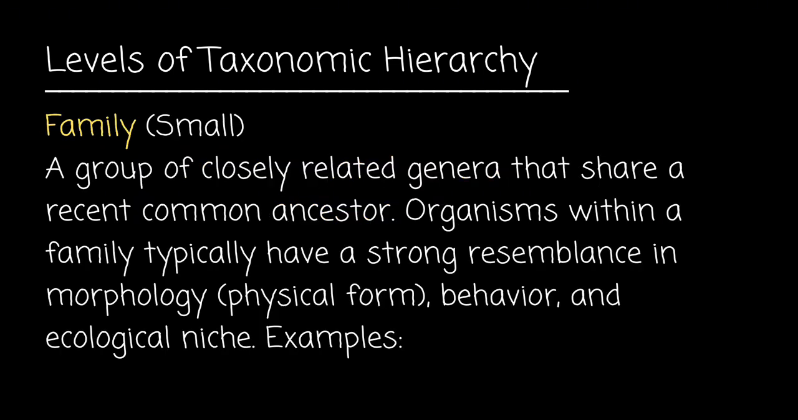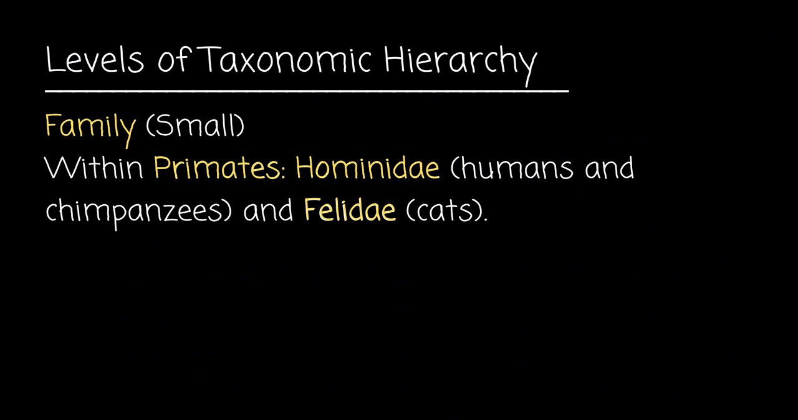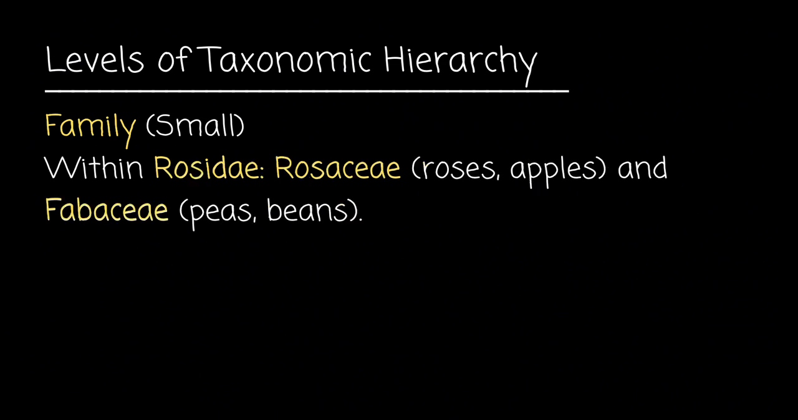Next, we have family, a group of closely related genera that share a recent common ancestor. Organisms within a family typically have a strong resemblance in morphology, physical form, behavior, and ecological niche. Examples: within primates, Hominidae, humans and chimpanzees, and Felidae, cats. Within Rosidae, Rosaceae, roses, apples, and Fabaceae, peas, beans.